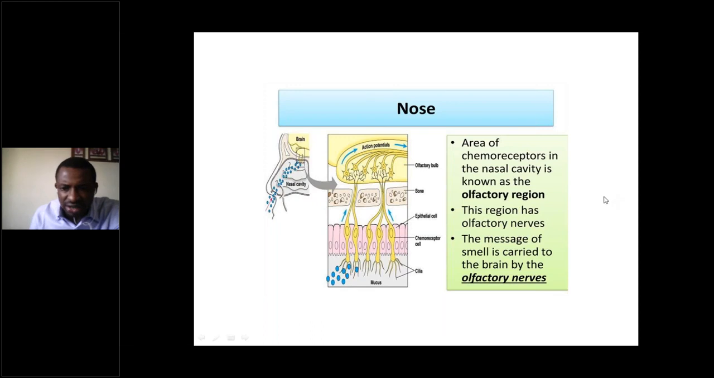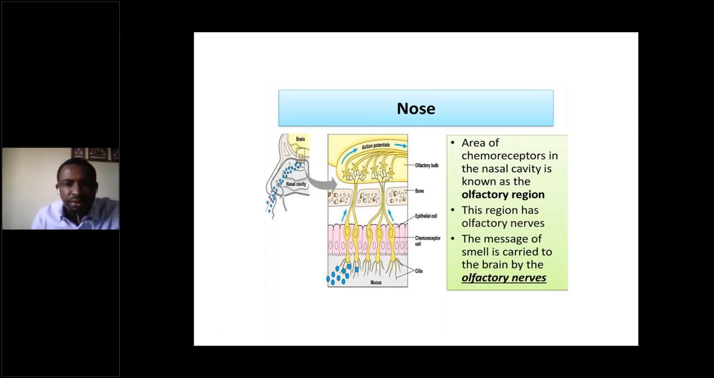Okay. So the area of chemoreceptors in the nasal cavity is known as the olfactory region. This region has olfactory nerves. The message of the smell is carried to the brain by what? The olfactory nerve. So the olfactory nerve is very important in a person's nose for carrying messages to the brain.